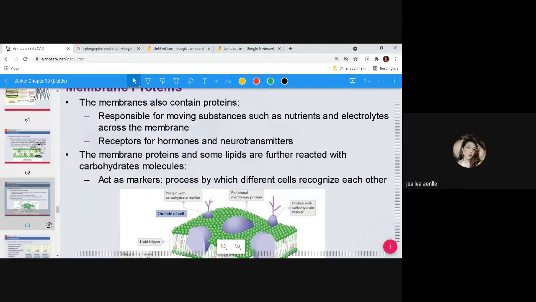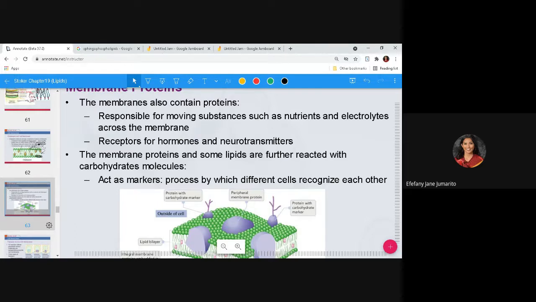The membranes also contain proteins responsible for such things as hormones and neurotransmitters. The membrane proteins and some lipids are further attached with carbohydrate molecules. They act as markers, a process by which different cells recognize each other. Okay, so that's it. So we have that one, membrane proteins.